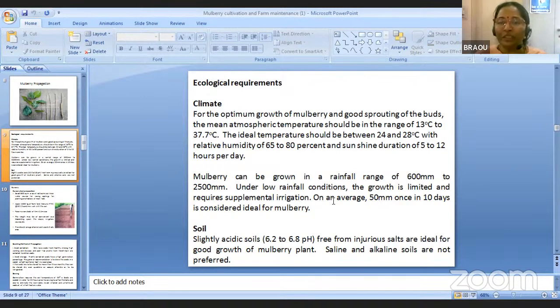The ideal temperature for the mulberry to grow very well is anywhere between 24 to 28 degrees, a medium type of temperature, not very hot, not very cold. And the relative humidity is around 65 to 80%, and sunshine duration should always be around 5 to 12 hours per day so that they have a proper growth of leaves.